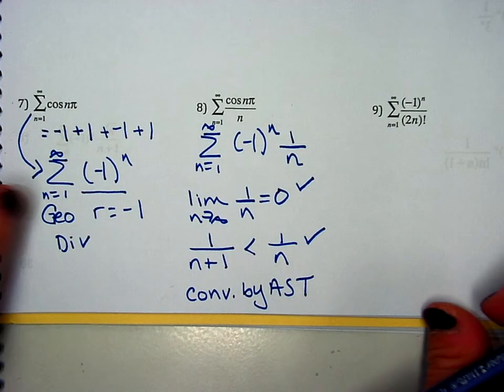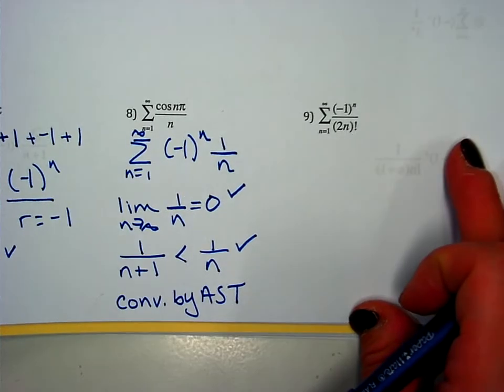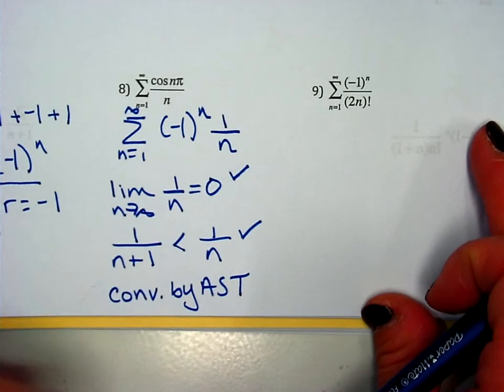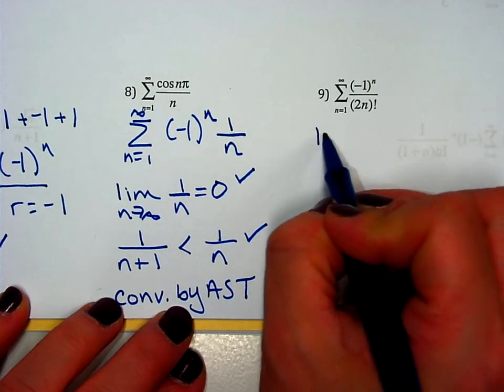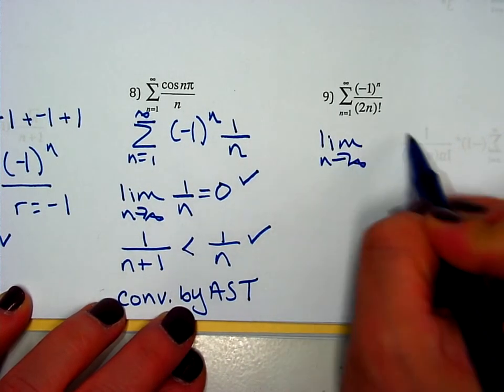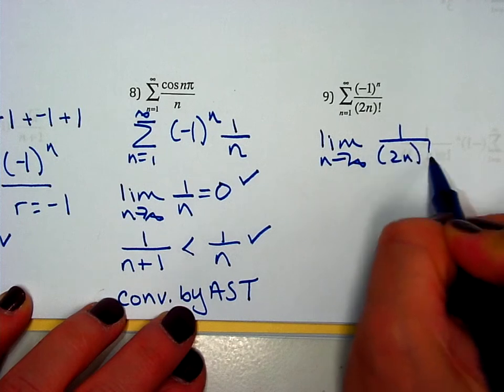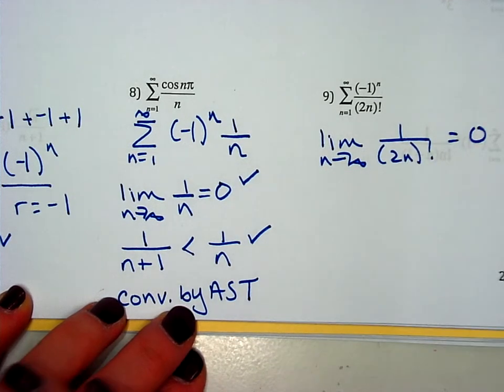Okay, let's try this one, number 9. Again, I can see right away that it is an alternating series, so I'm going to use my alternating series test. So, first thing I check, is it true that the limit of the general term is equal to 0? Yes, infinity's on the bottom, this limit is 0.